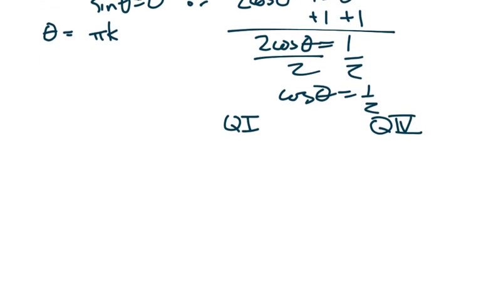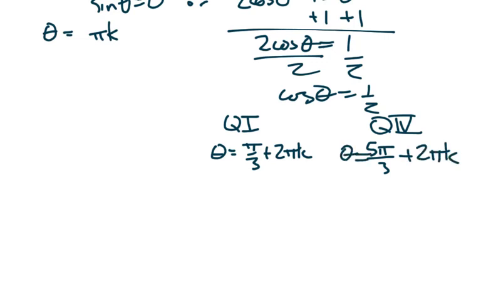In quadrant 1, this is a nice easy angle. It's just going to be pi over 3, plus of course everything coterminal to it. And in quadrant 4, you're going to have 5 pi over 3. I don't know why I wrote a 6. I said 3, meant 3. There we go, plus everything coterminal to it. And so these are our angles.